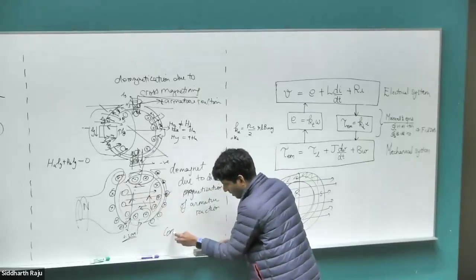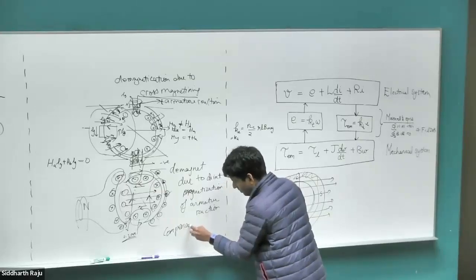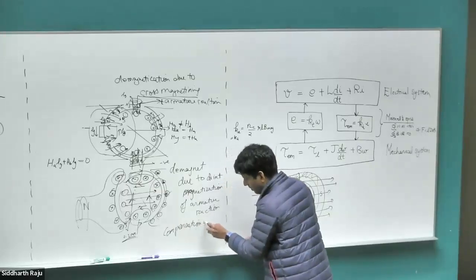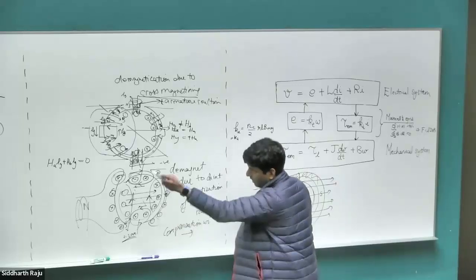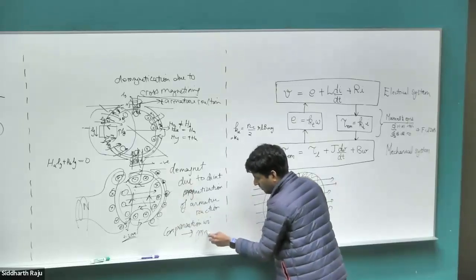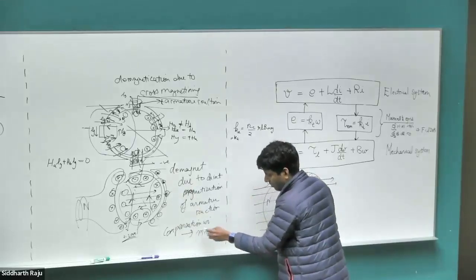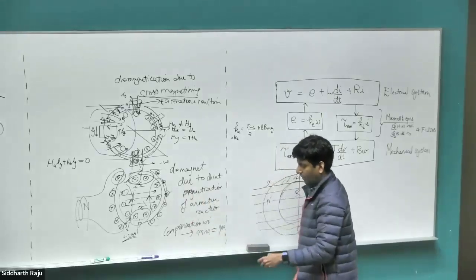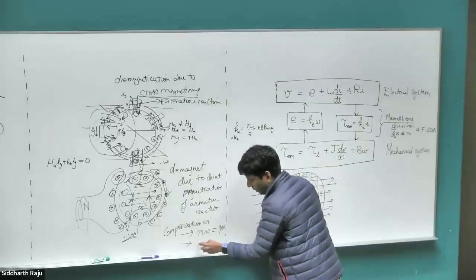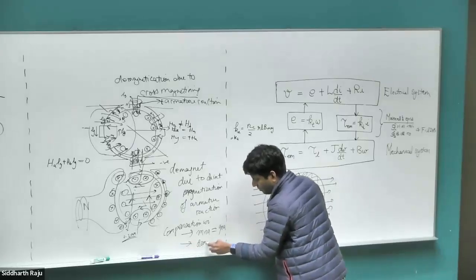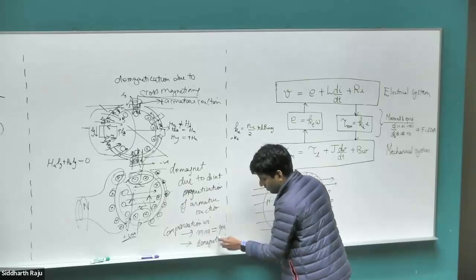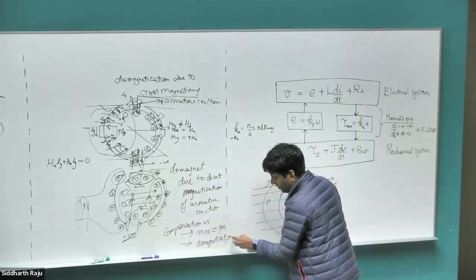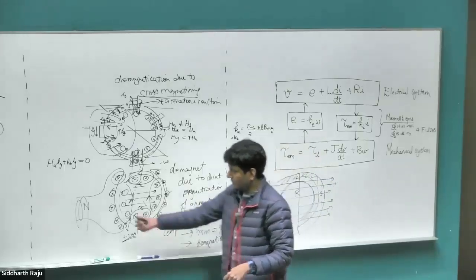So compensation winding can address the fact that the magnetic neutral axis is shifted. We can put a sufficient amount of current so that the magnetic neutral axis and the geometric neutral axis are aligned. And we can also compensate for the demagnetization effect. So both of these get eliminated when we use these compensation windings.